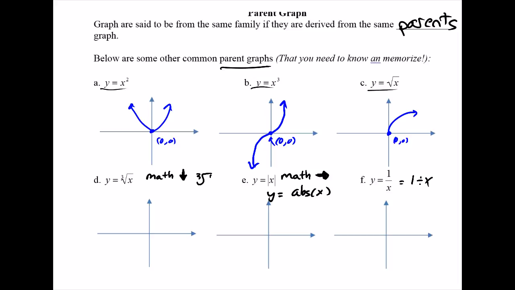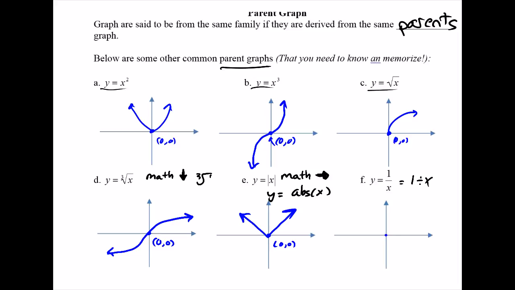For the cube root of x, we go through 0, 0, and it looks like an x cubed graph on its side. So we come up like this and shoot off. So cube root kind of looks like this, goes through 0, 0 as well. Absolute value of x, it can never be negative. So it has a 0, 0, and it goes off to the left and right. So it goes through 0, 0. Now here's where things get funky.